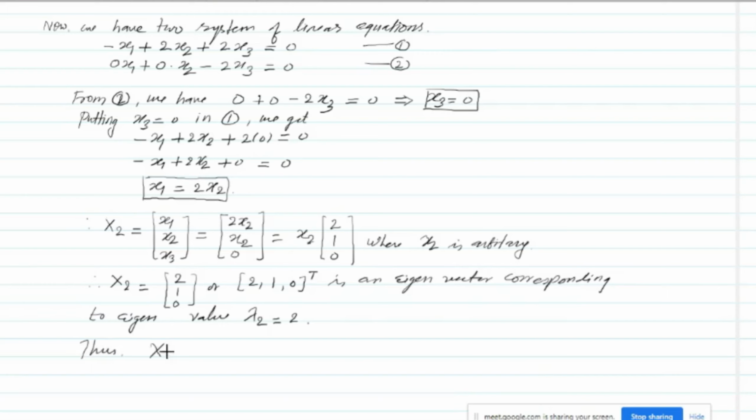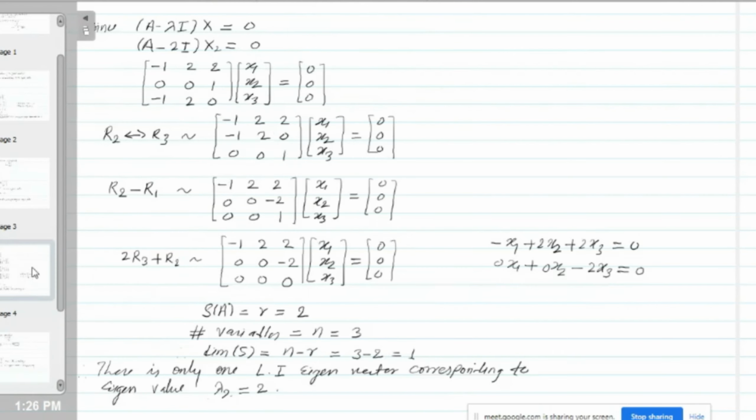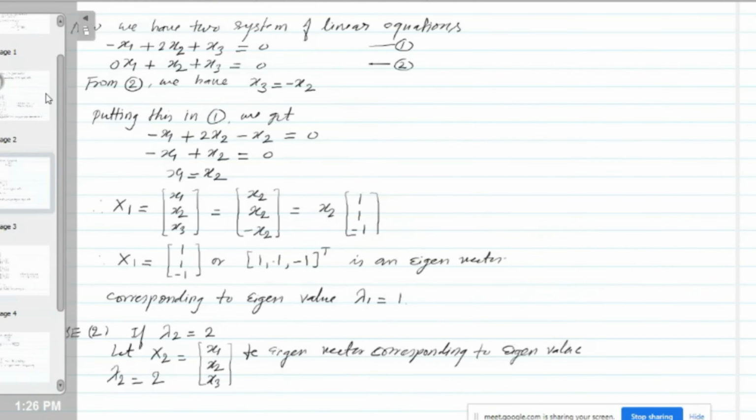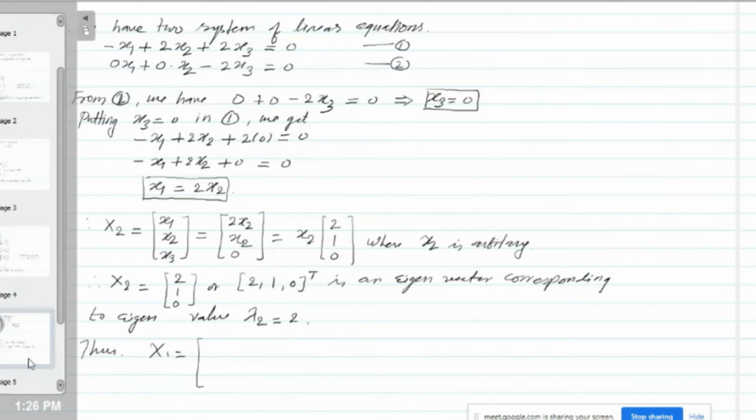Thus x1 is equal to how much? How did lambda 2 come? Lambda 2 is already given, we obtained lambda 2 earlier. Okay, fine.